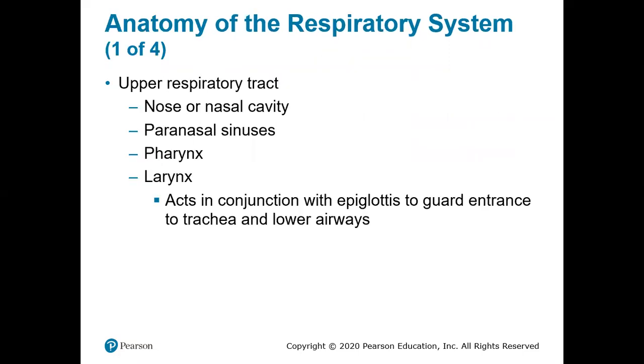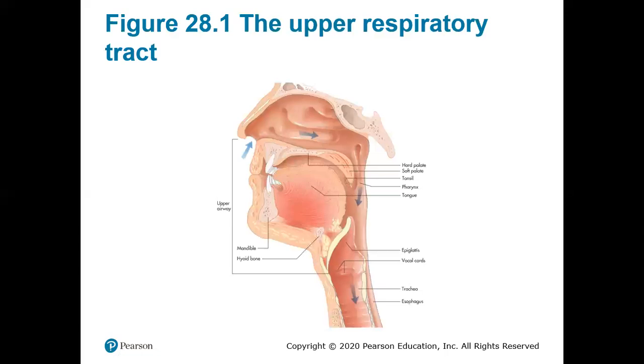Anatomy of the respiratory system. First, we'll look at the upper respiratory tract. It includes the nose or nasal cavity, paranasal sinuses, pharynx and larynx, which acts in conjunction with the epiglottis to guard the entrance to the trachea and lower airways. Figure 21.1 diagrams the upper respiratory tract. This is on page 437.